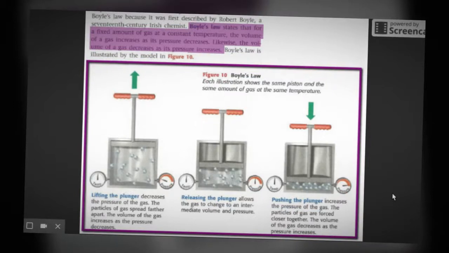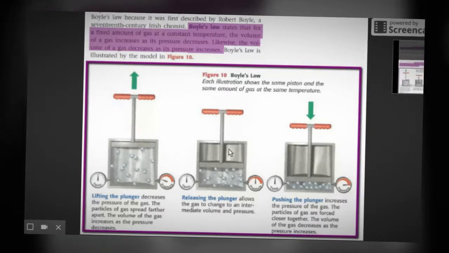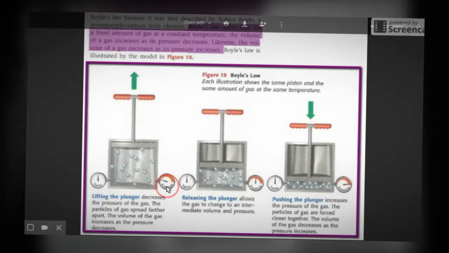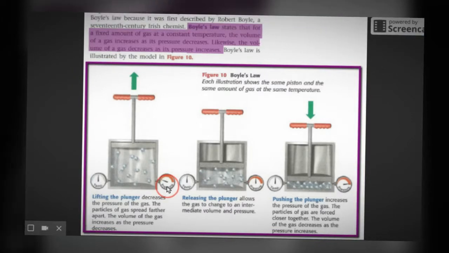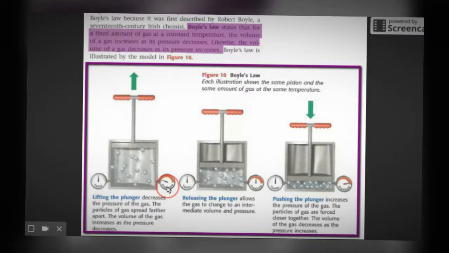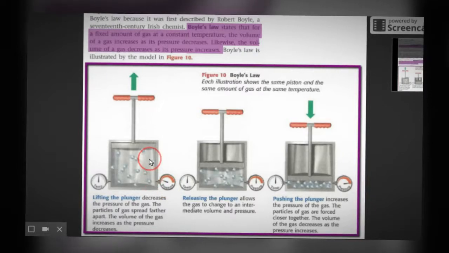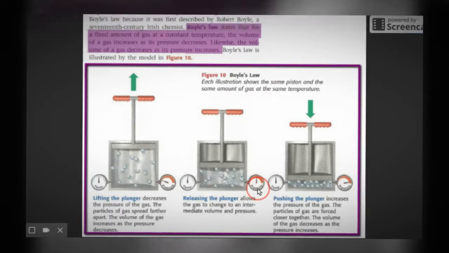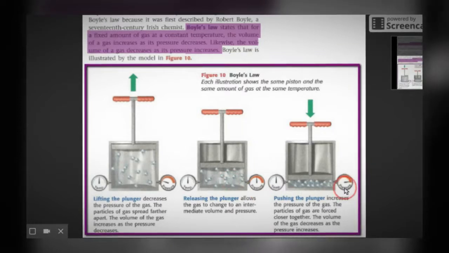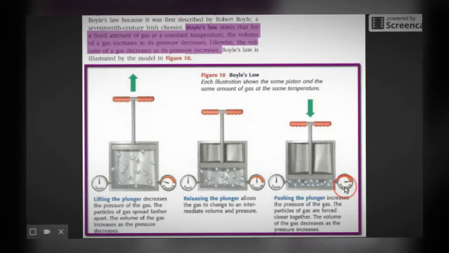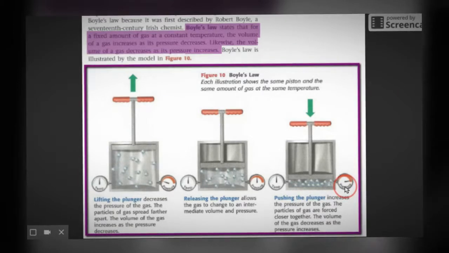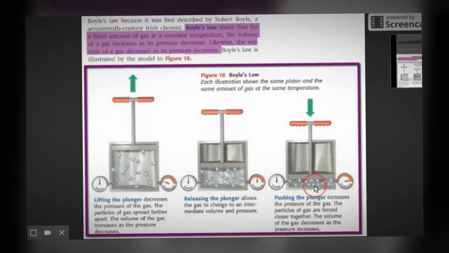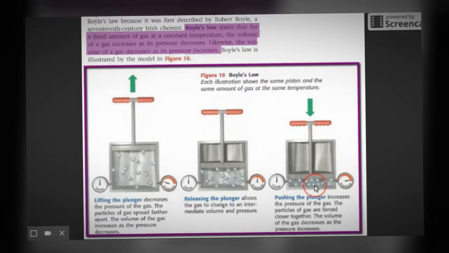Figure 10, Boyle's Law. Each illustration shows the same piston and the same amount of gas at the same temperature. Lifting the plunger decreases the pressure of the gas. The particles of gas spread farther apart. The volume of the gas increases as the pressure decreases. Releasing the plunger allows the gas to change to an intermediate volume and pressure. Pushing the plunger increases the pressure of the gas. The particles of gas are forced closer together. The volume of the gas decreases as the pressure increases.